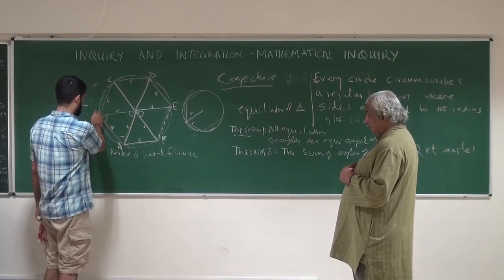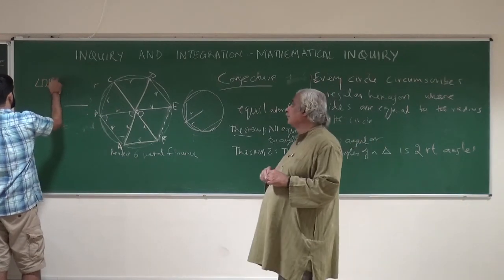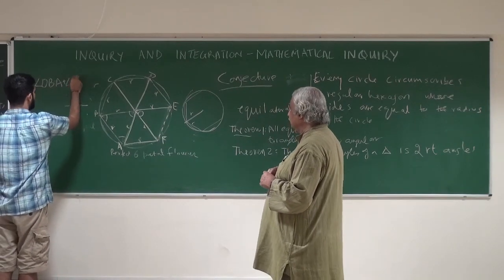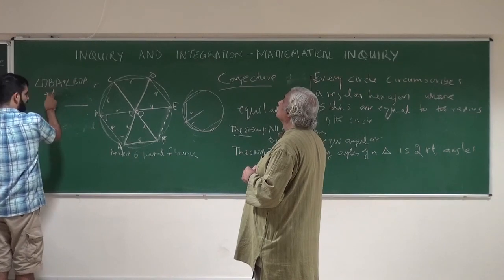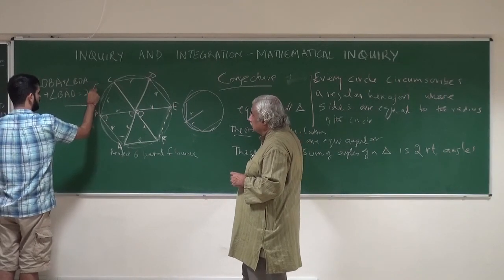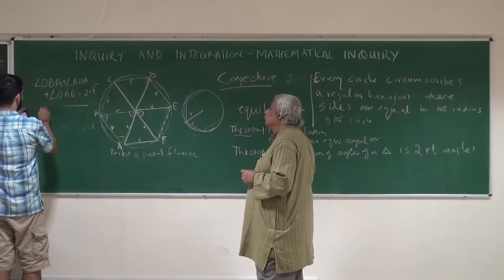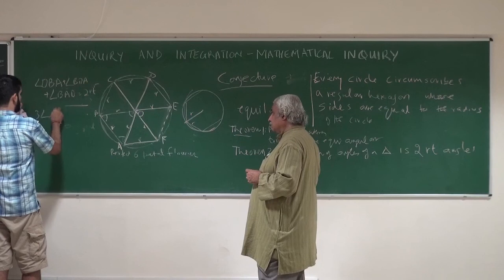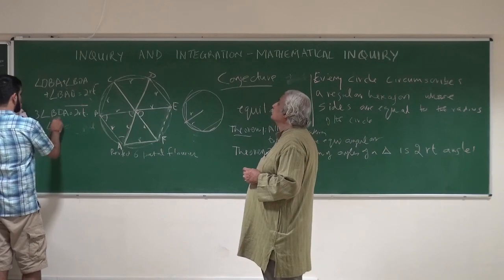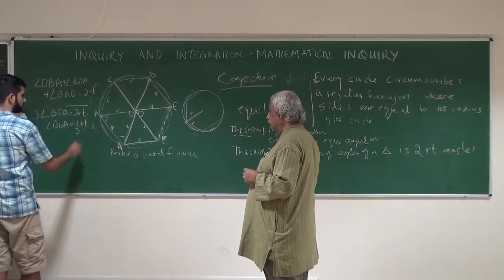So this angle OBA, plus angle BOA, plus angle BAO is 2 right angles. Since all these 3 are equal, you can just replace this by 3 times angle BOA, which equals 2 right angles. So each of them has to be 2/3 of a right angle. So angle BOA, as Dara said, is 2/3 of a right angle.